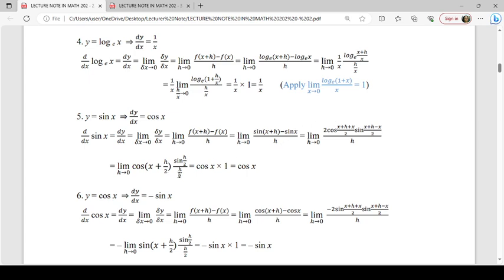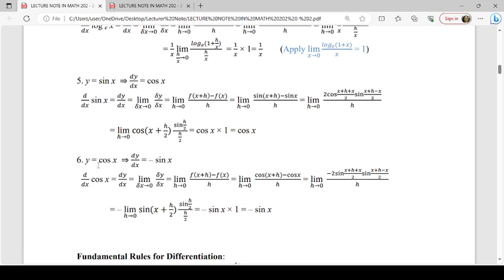This is sin h by 2 by h by 2, and this limit we know, sin theta by theta as theta tends to 0, this limit is 1. So it is cos x; as h tends to 0, x remains, this is 0, and this is cos x into 1, it is cos x. So d/dx of sin x is cos x.